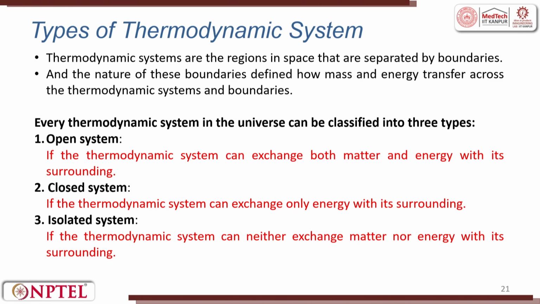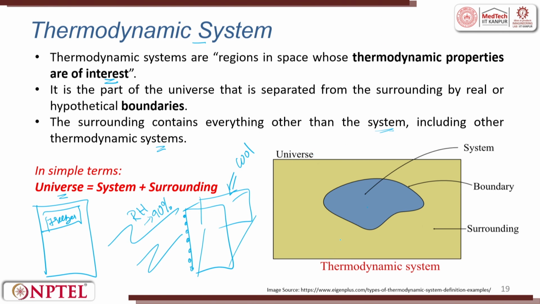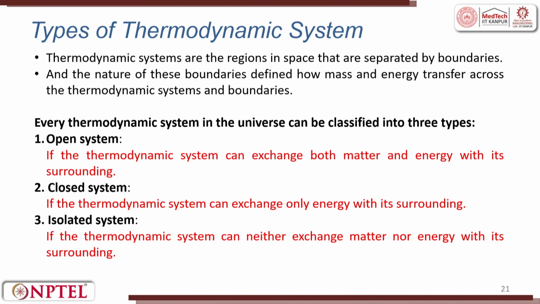So there are different types of thermodynamic system. So here with the thermodynamic system, we saw this is a system. So universe is nothing but system plus the surrounding. Now what are we trying to do? We are only first trying to understand what is this boundary. Now we will try to look at the system itself. There are three different types of systems.